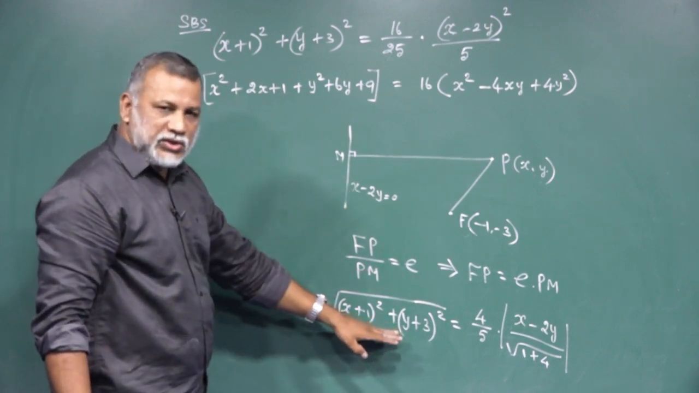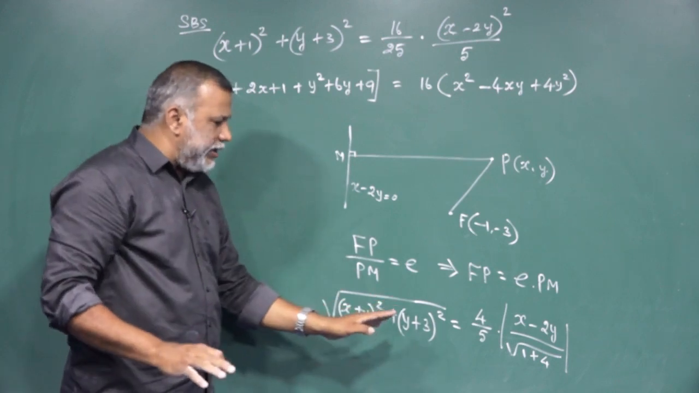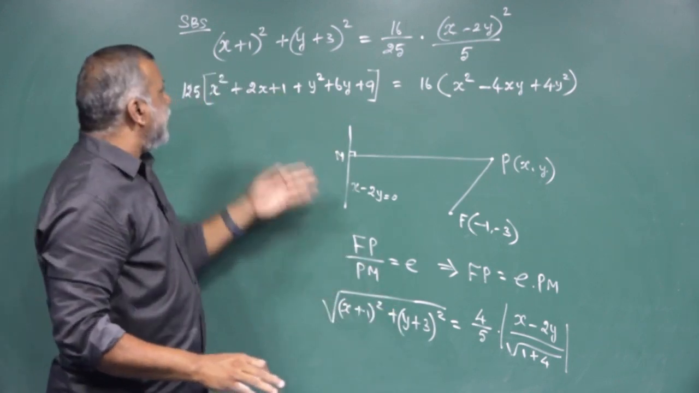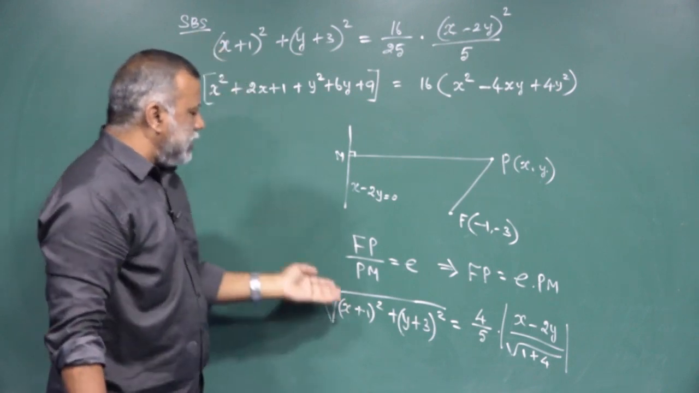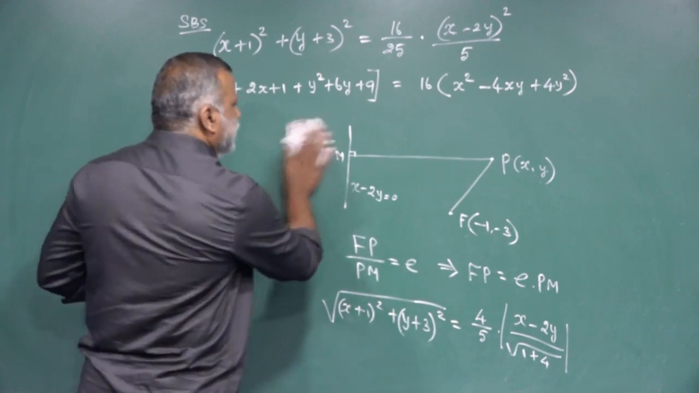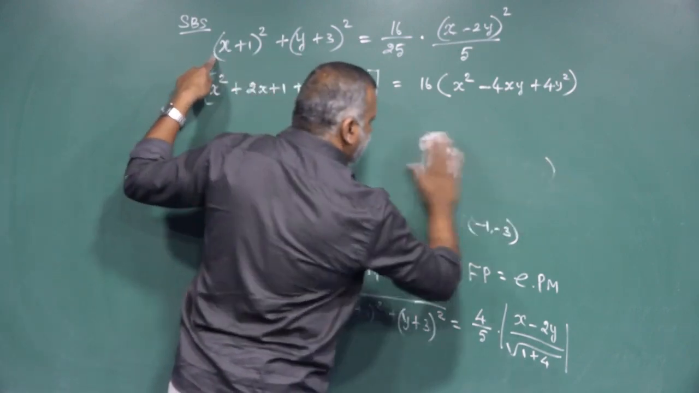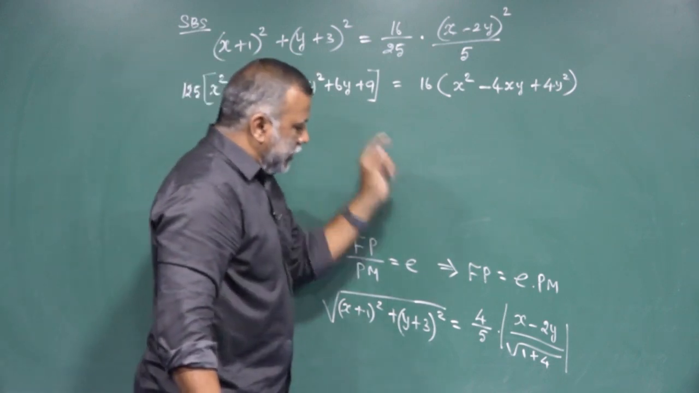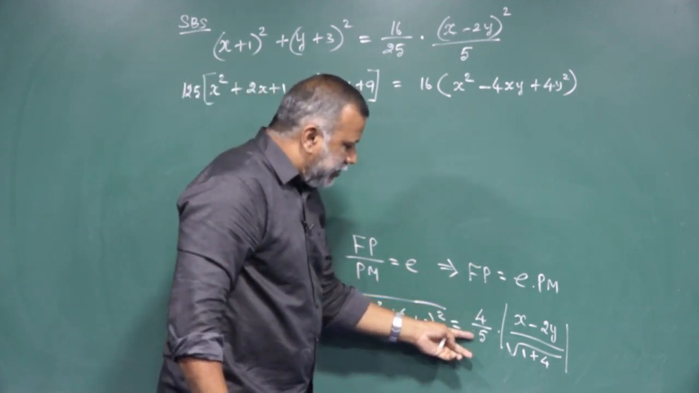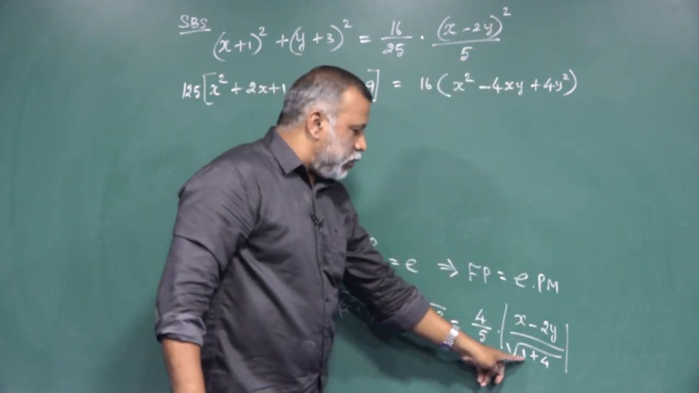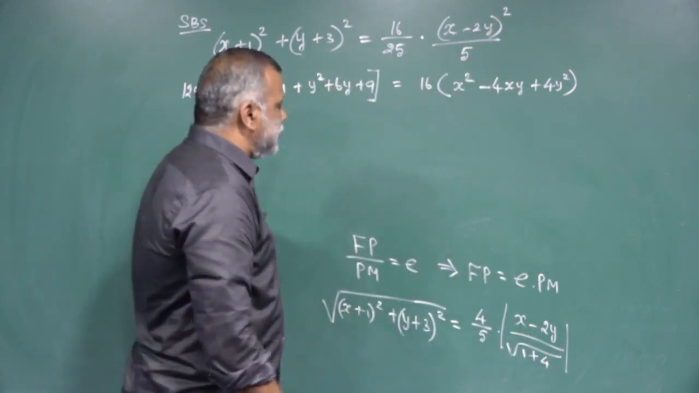Then use this logic, just use the idea only. Then we want to remove this root, so we square both sides. Then we are able to remove the root. Now we are getting (x plus 1) the whole squared, again (y plus 3) the whole squared in your LHS, and RHS means 16 by 25. Here (x minus 2y) the whole squared. Then the root will be removed, we can get 4 plus 1 becomes 5.